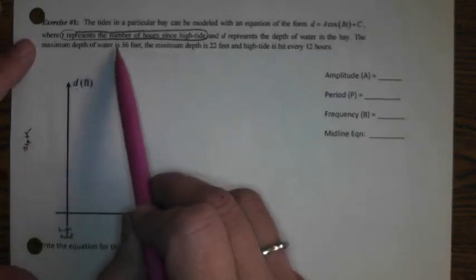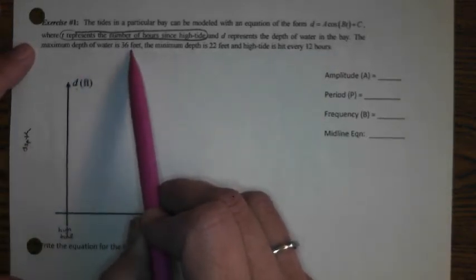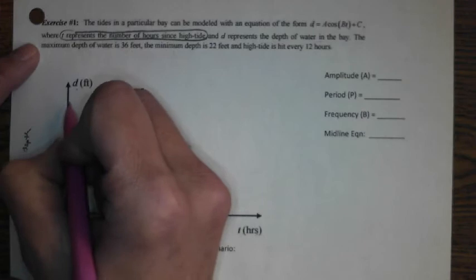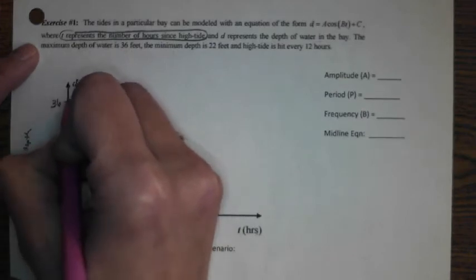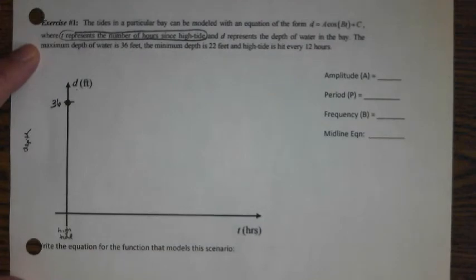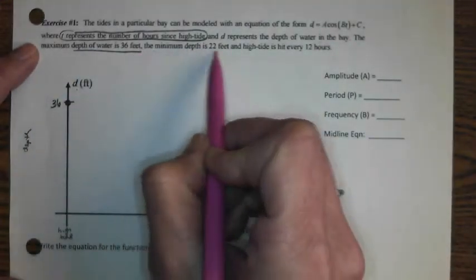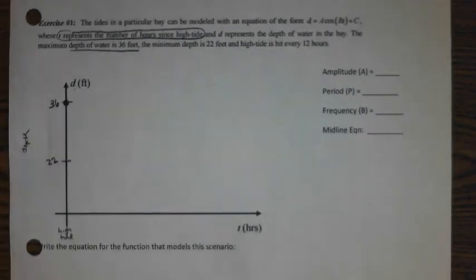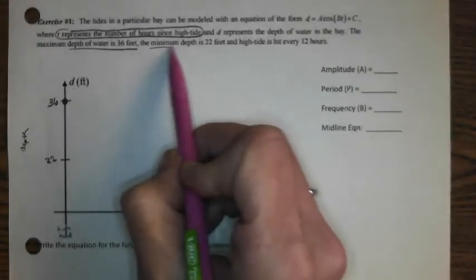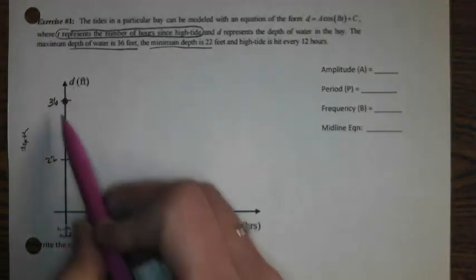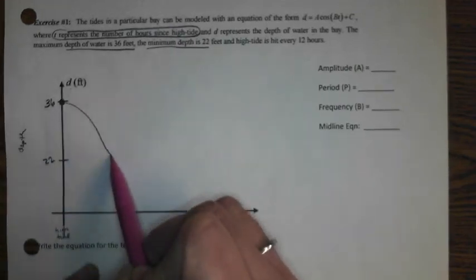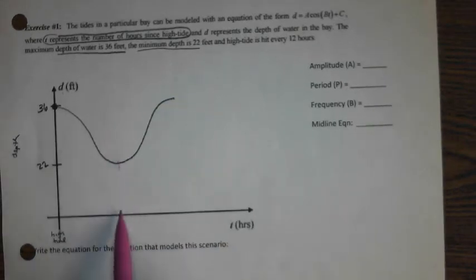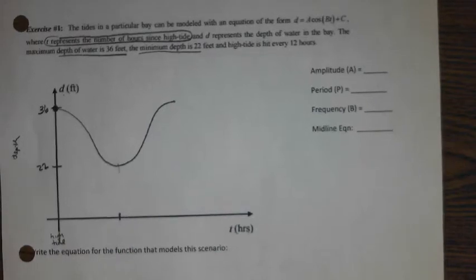The maximum depth is 36 feet. That would be at high tide or low tide? High tide, 36 feet. So let's start it at 36. And we're starting at high tide, they said. The minimum depth is 22, so I'll just throw 22 on there. I don't have grid lines, so I don't need to be perfect about that. But the question is, when does it reach low tide, right? So it's at high tide. It's going to get down to low tide before it comes back up. Do you follow? The question is, when is it reaching that low tide? Does it say?